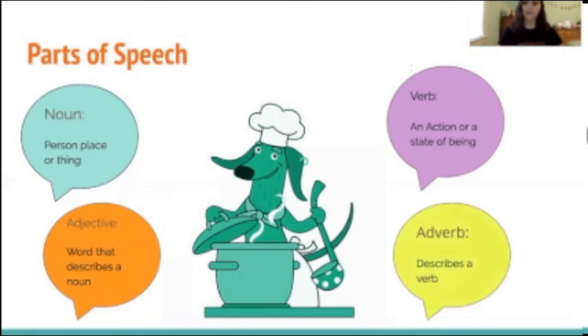Finally, we have an adverb, which describes a verb. The blue dog cooked carefully, for example. Cooked is the verb and carefully is the adverb.